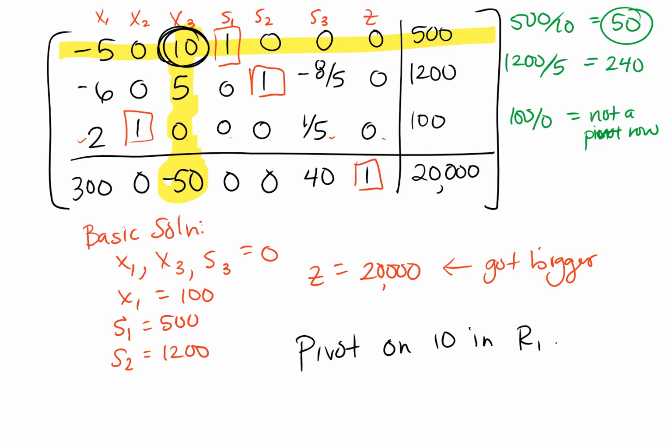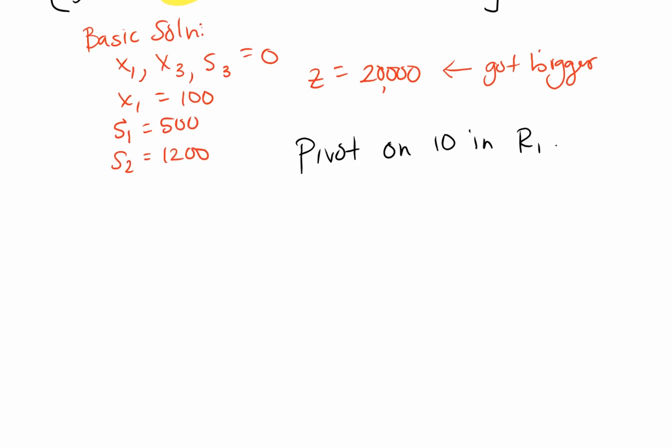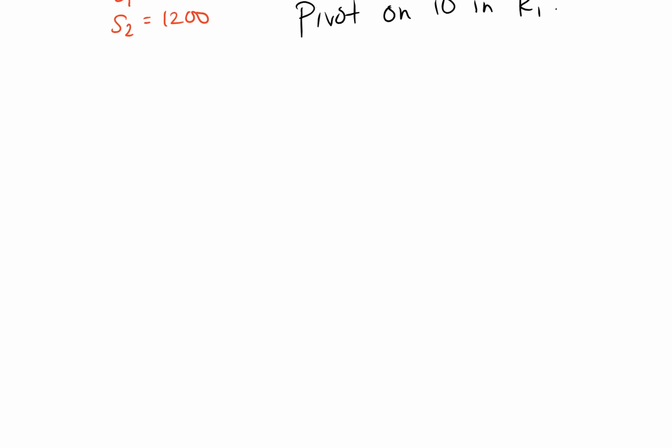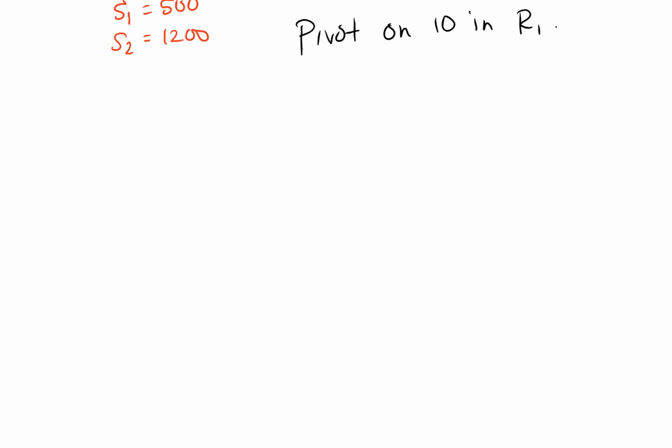So you should go ahead and pause the video and do this on your own. You need to make the 10 into a 1 and then use that row to continue. I'll go ahead and continue after that point. So after pivoting, we end up with this tableau.